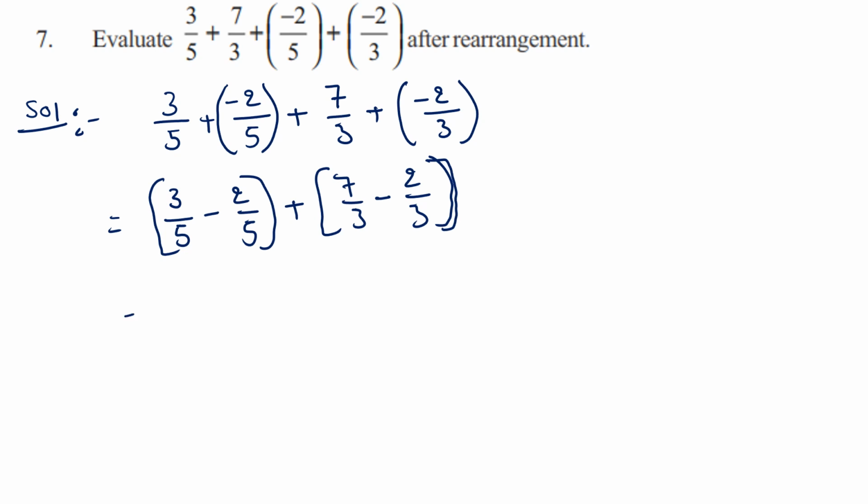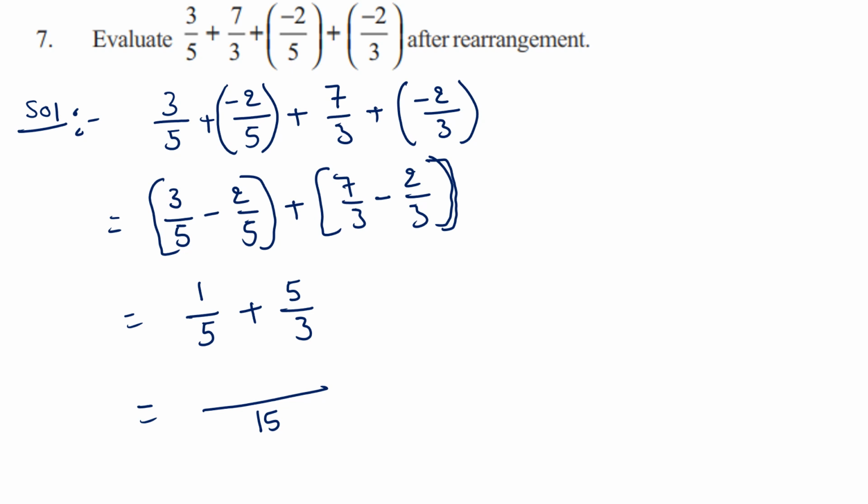So that equals 3 by 5 minus 2 by 5. We subtract the numerators only and write the denominators as the same, that is the like fractions. So 3 minus 2 is 1 by 5 plus 7 minus 2, that is 5 by 3. Look at 5 and 3. What is the LCM? 5 3s are 15. The two are prime numbers, that's why the LCM is 15.